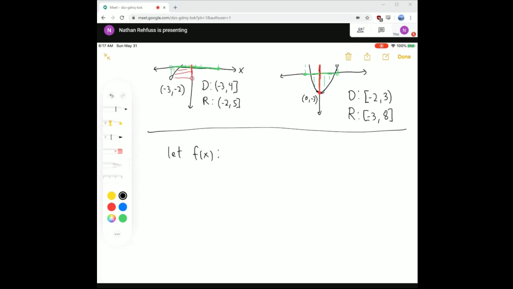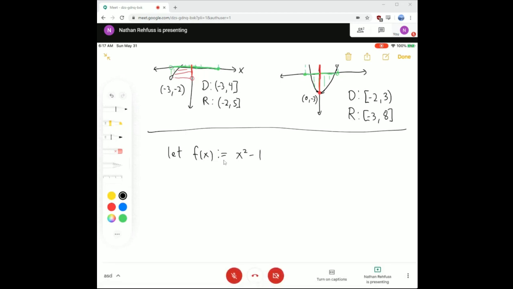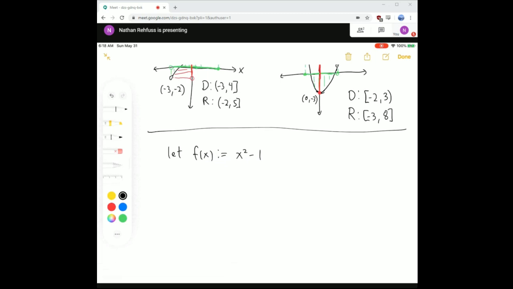So let's say f of x := x squared minus 1. Oh, I should probably say this colon equals thing, I took that from computer programming. Your textbook doesn't do that, so don't get weirded out when it's missing from your textbook or Khan Academy or whatever. I don't think most mathematicians do that, but it helps me keep things straight when I'm writing, so I like to use it. So let's say let f of x equal x squared minus 1.